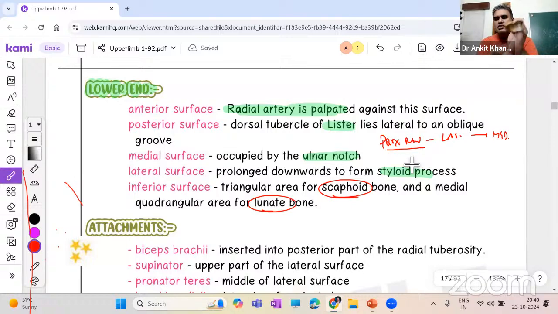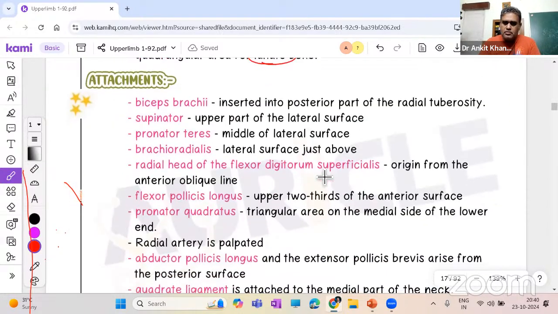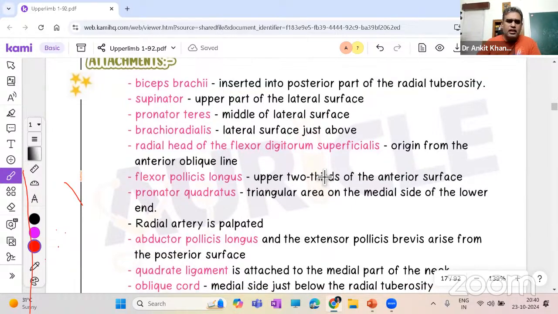So these 2 attachments, or these 2 notches over here, are for the 2 carpal bones, scaphoid and lunate. Okay, scaphoid, lunate. So do remember this. This is very important. And let's now come to the attachments. As I already told you, biceps brachii into the radial tuberosity is a very frequently asked question.